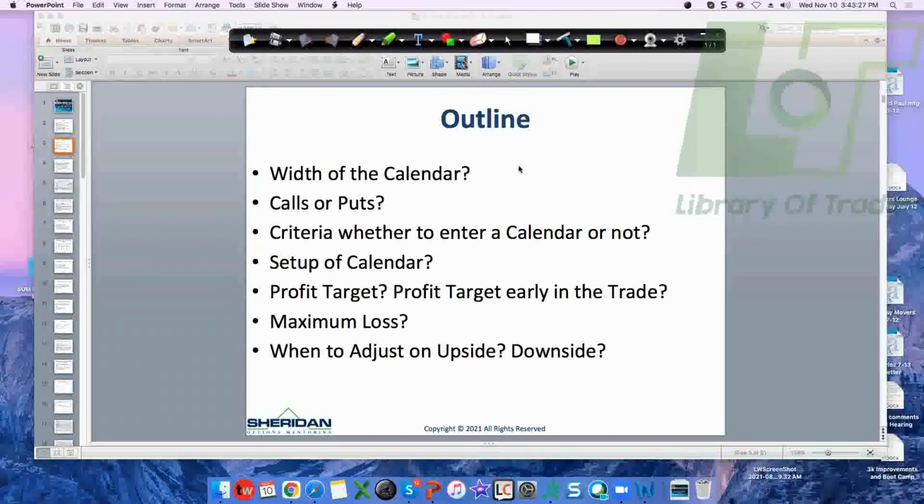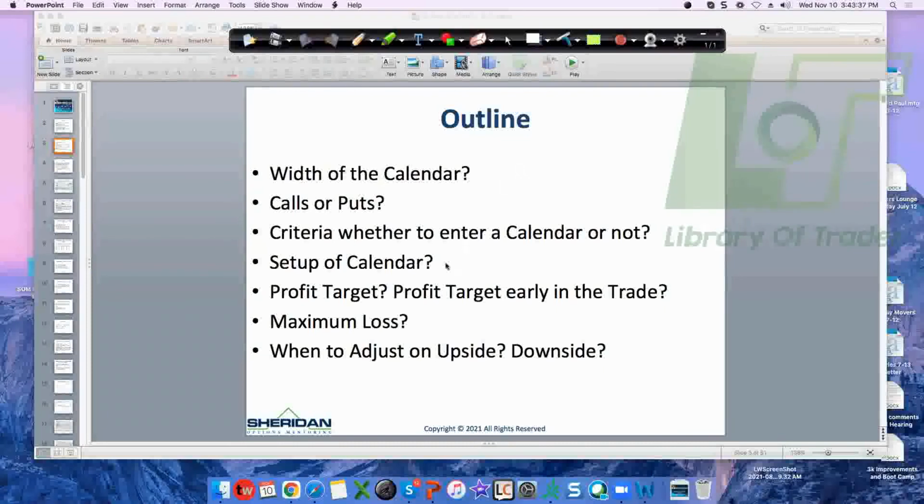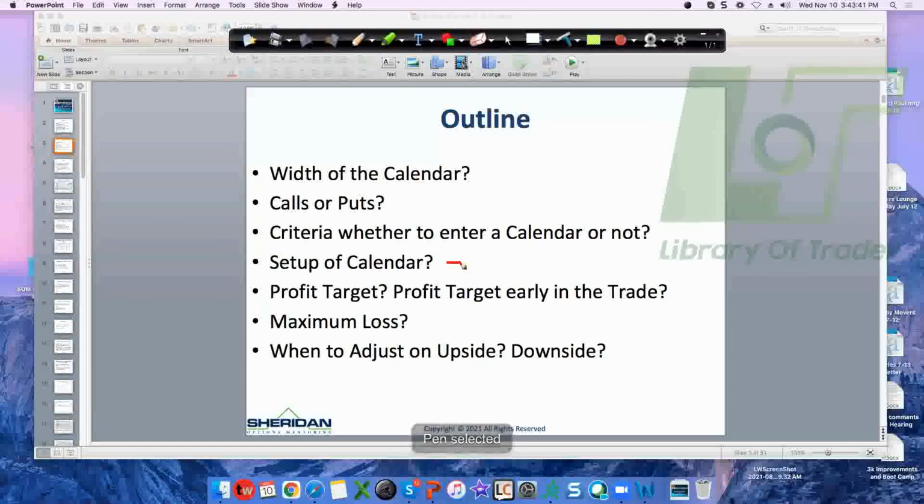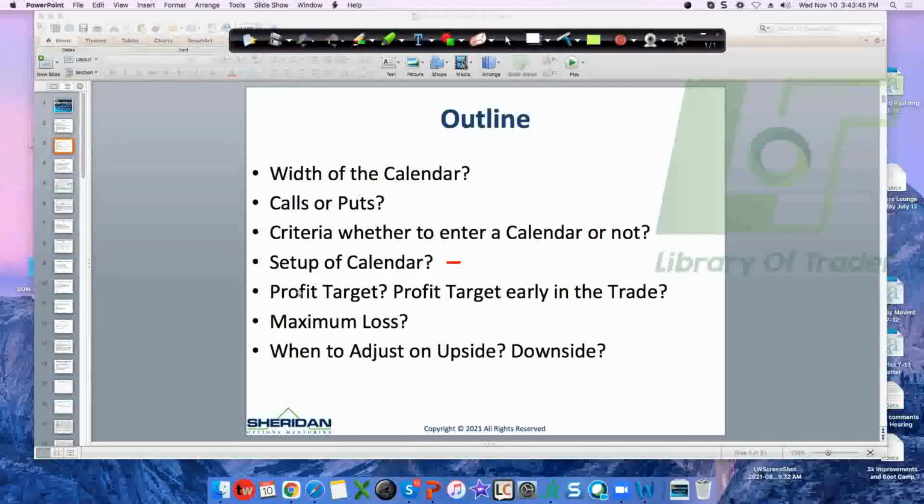Think about the COVID correction that took place a few years back. Were we in at that time? No. What triggered us? Setup of a calendar. How do we set it up? Kind of a checklist. What do I sell? What do I buy? Which expiration? On and on.